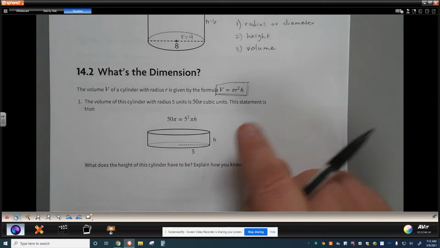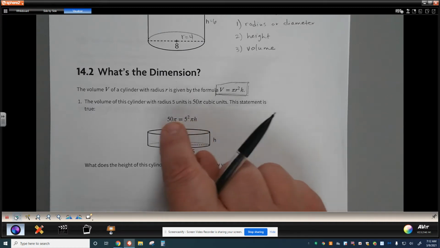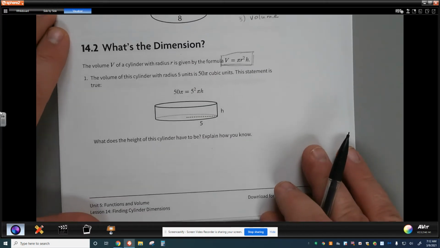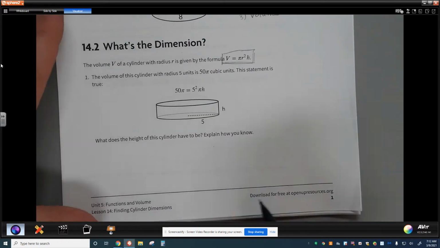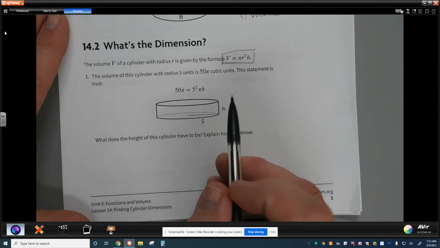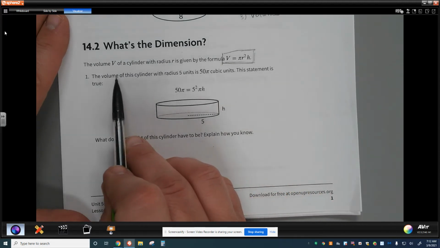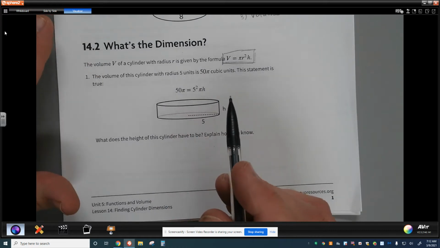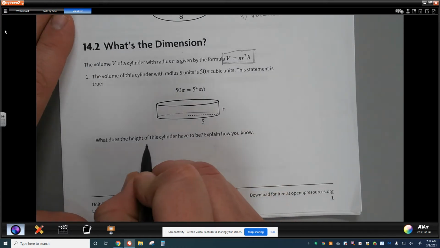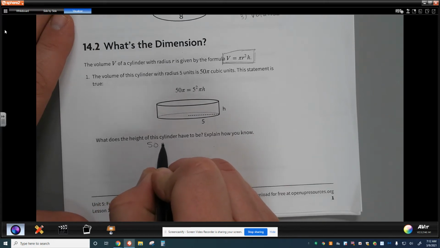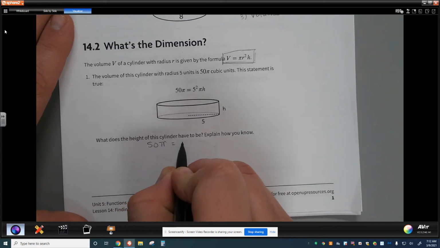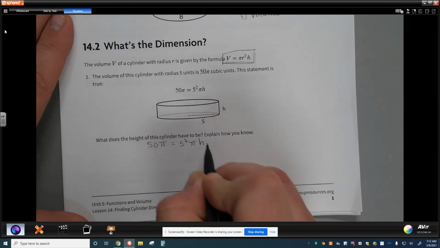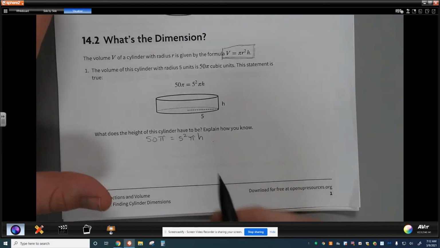This statement is true. This is the given volume for the given cylinder. So what does this height of the cylinder have to be? Explain how you know. Well, like I said just a moment ago, if we know what the total volume is, and we know what the radius is, we have 2 of the 3 things that we have to know. And so when I set this equation out here, 50 times pi is equal to 5 to the second power times pi times the height, I have enough information to solve for h.